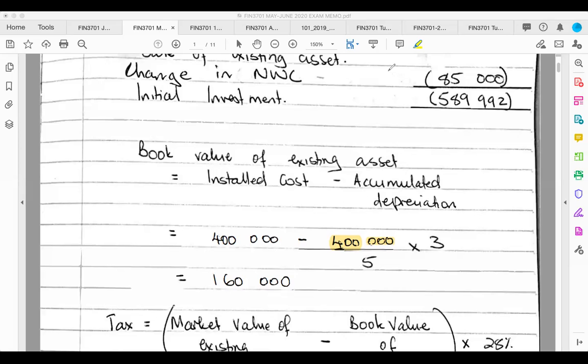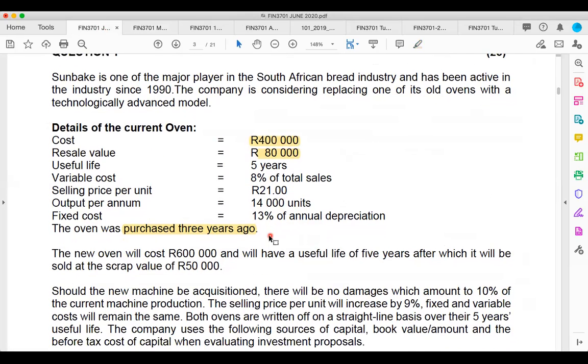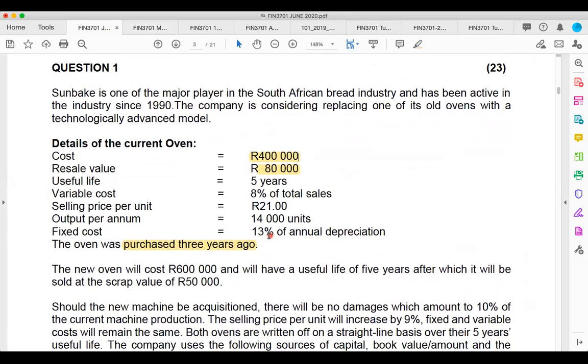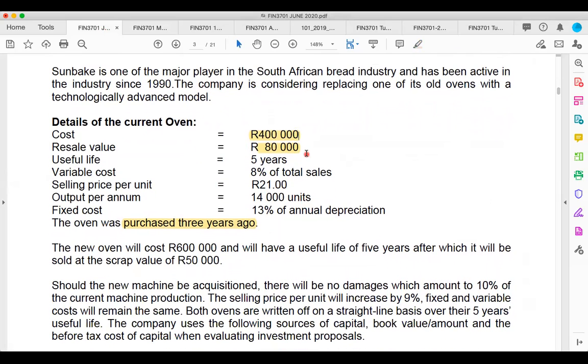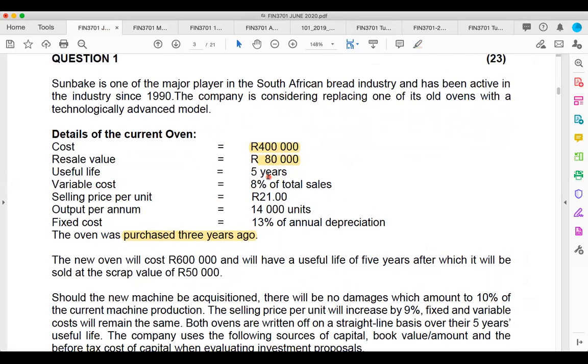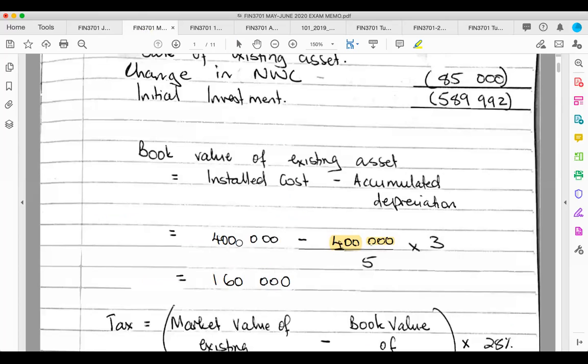So we were told that the existing asset was purchased 3 years ago. It's a 3-year asset, right? It's got a useful life of 5 years and it was purchased 3 years ago. So to get the accumulated depreciation, we take the cost price divided by the useful life years multiplied by when the asset was purchased, which is 3 years ago. Okay, so if we do that calculation, we get the book value of the existing asset, which is 160,000.